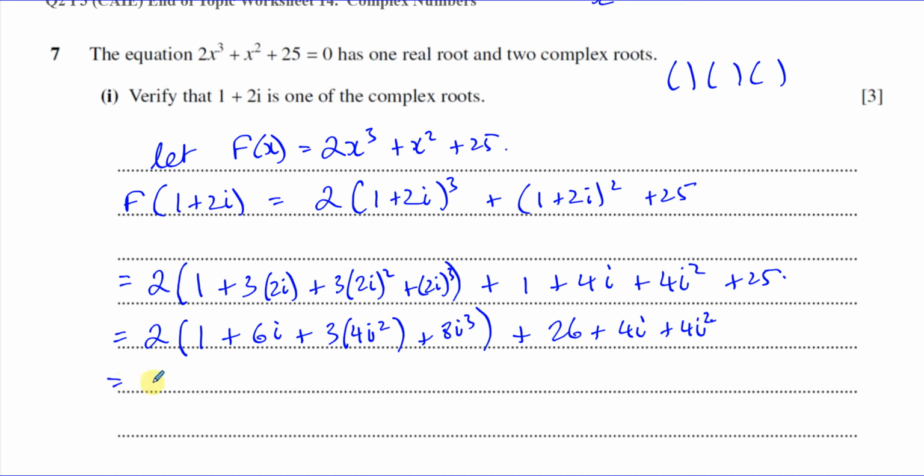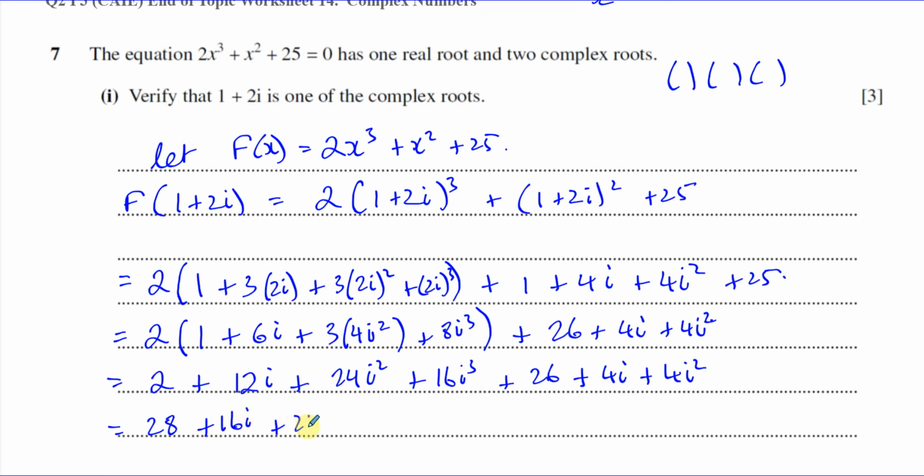Now we can expand this. You have 2 times 1, which is 2, 2 times 6i, which is 12i, plus 2 times 12i squared, which is 24i squared, plus 2 times 8, which is 16i cubed. Plus 26 plus 4i squared. So let's combine the like terms. You've got 2 plus 26, which is 28, and 12i plus 4i, which is 16i.